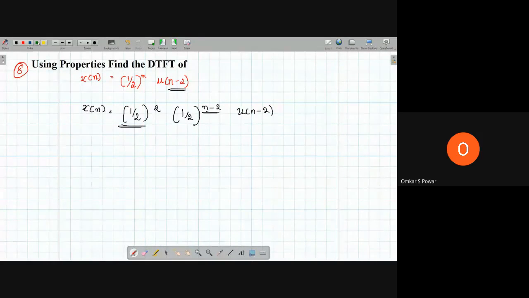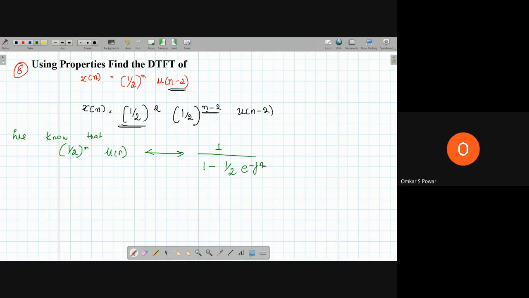So let me solve the problem. Observe the steps that I'm writing here. We know that the DTFT of a power of n u of n is 1 by 1 minus a e power minus j omega. So it is 1 by 1 minus half e power minus j omega. Now I have got the DTFT of half to the power of n u of n. But here we want the DTFT of half to the power of n minus 2 u of n minus 2. So what property do we have to use?